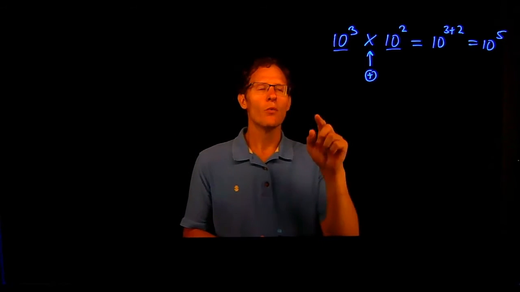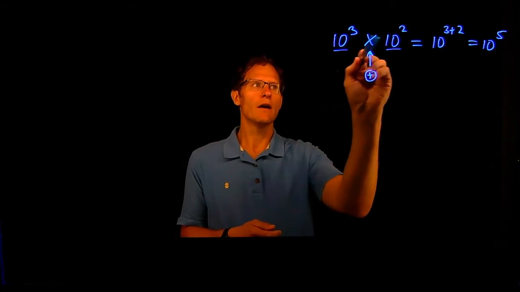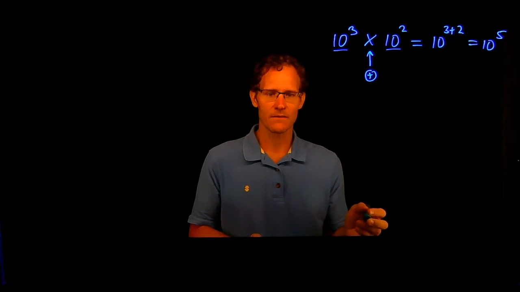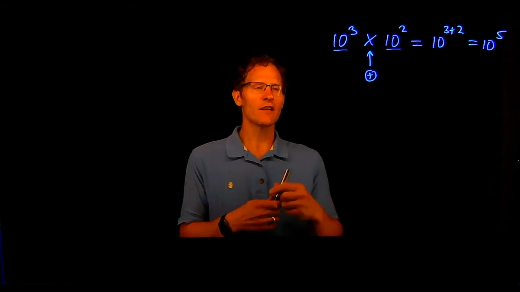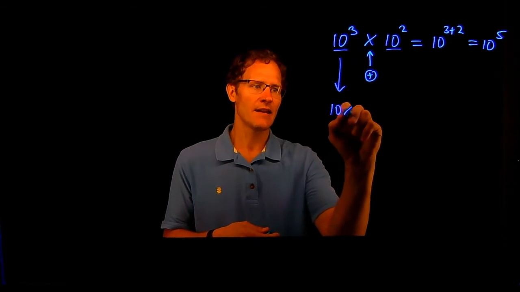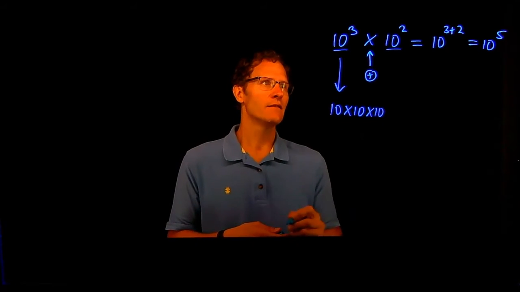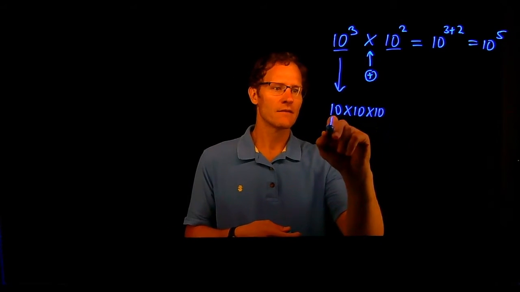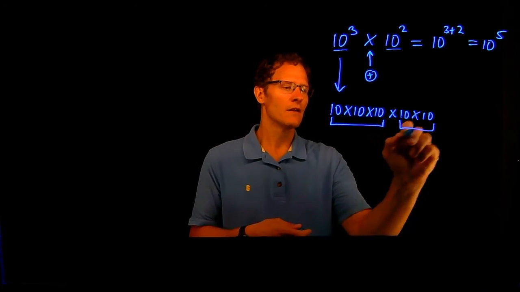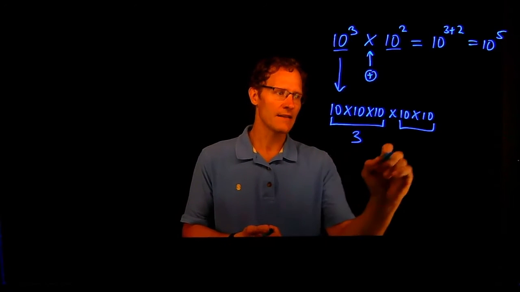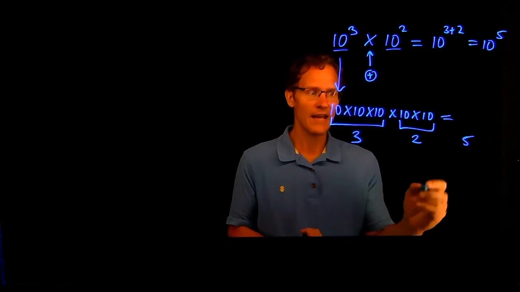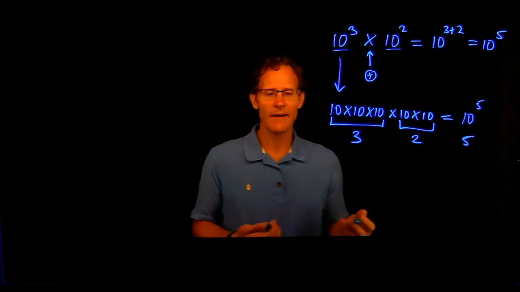So when we are multiplying powers of 10 or exponents, we add the value of the exponent. If you want a little bit more detailed explanation, we can do that. 10 to the third is 10 times 10 times 10. We're multiplying this by 10 squared, which is 10 times 10. So what we see here is we have 3 tens, here we have 2 tens. Overall, we have 5 tens. So 10 to the power of 5.